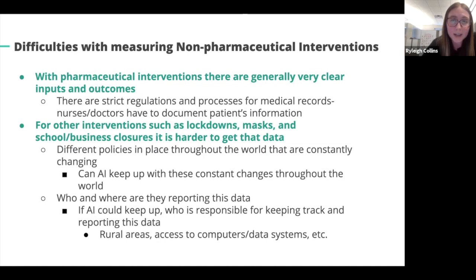Even if AI could track these things, it's still not clear who's responsible to keep track of this data and where they should report that data.